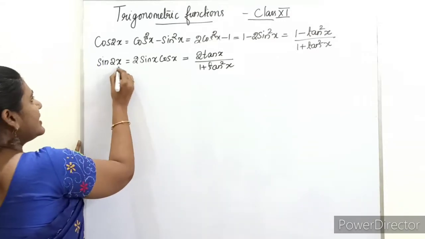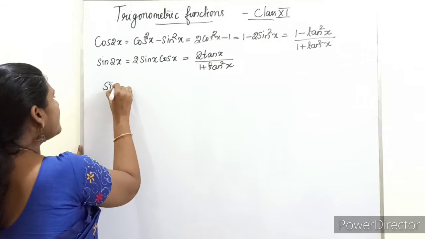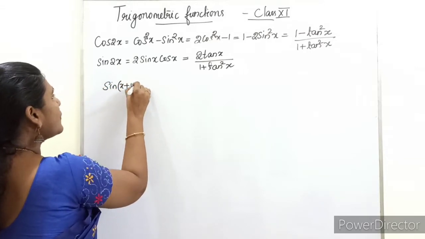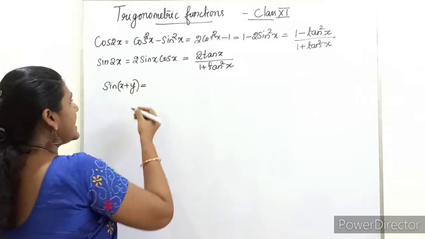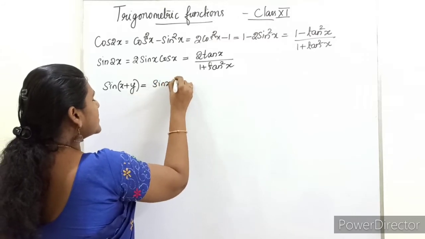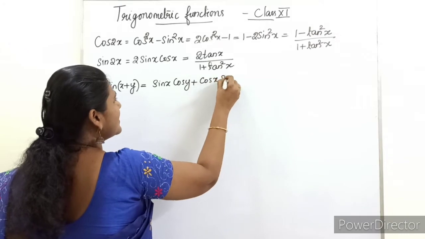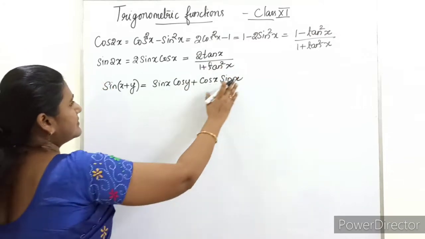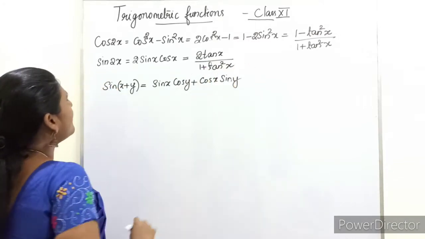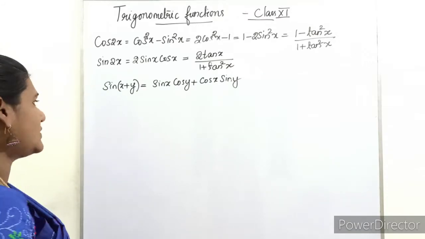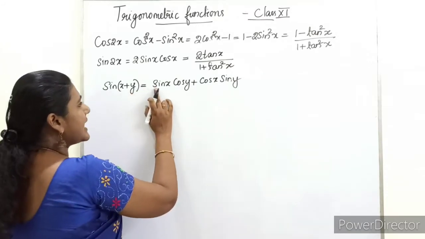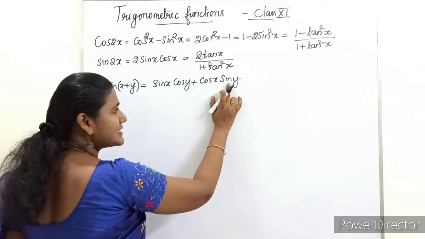Okay. So for deriving this formula, first we will take sin x plus y formula. What is sin x plus y? Sin x cos y plus cos x sin y. So this is the formula for sin x plus y. So sin x plus y is sin x cos y plus cos x sin y.